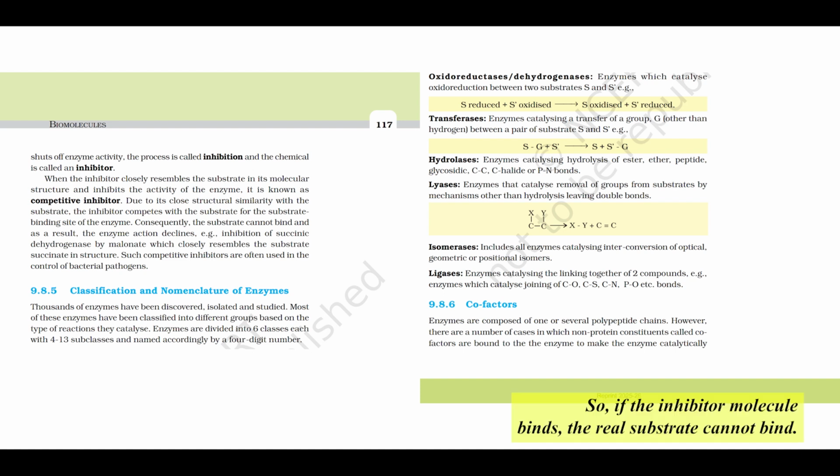Okay. So, if the inhibitor molecule binds, the real substrate cannot bind. As a result, the enzyme's overall activity decreases because fewer enzyme molecules are available to process the actual substrate. Makes sense. The inhibitor blocks the site. A classic example is the inhibition of the enzyme succinic dehydrogenase, involved in cellular respiration, by a molecule called malonate. Malonate looks very similar to the enzyme's real substrate, succinate. So malonate competes with succinate for the active site and inhibits the enzyme. This principle of competitive inhibition is actually used medically. Many drugs work by inhibiting specific enzymes, for instance, in bacteria, to stop infections. Using inhibitors as drugs. Interesting.